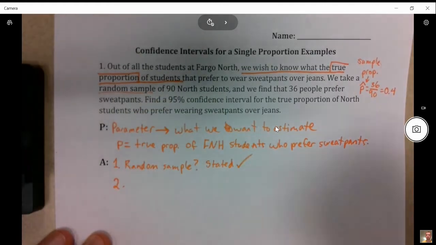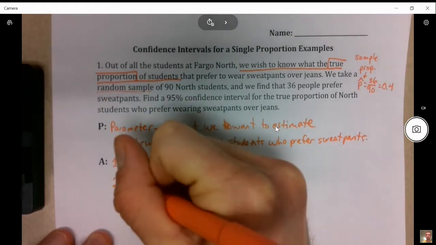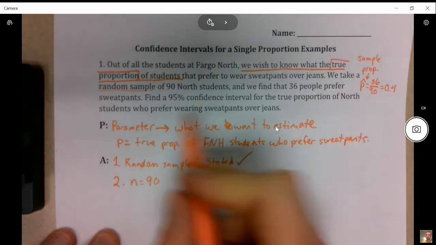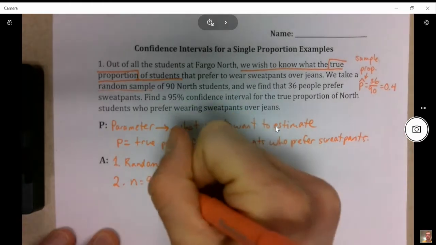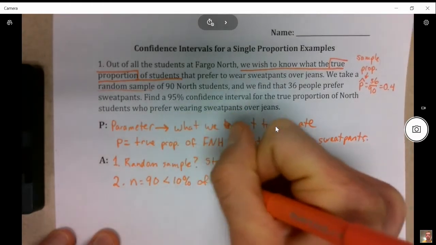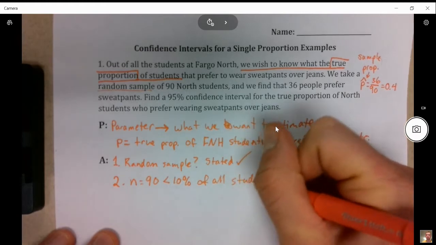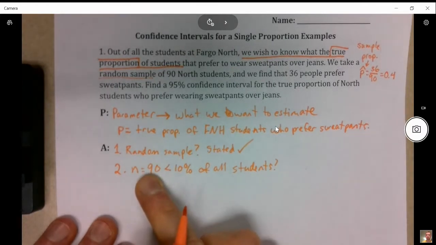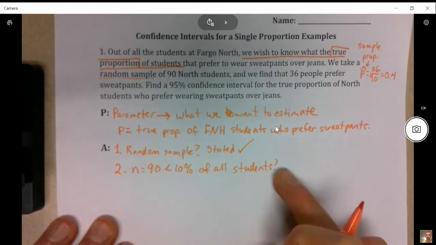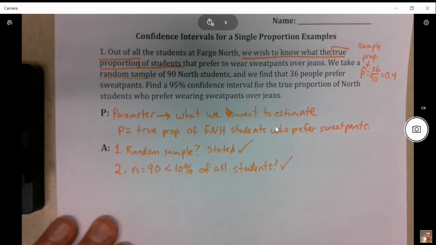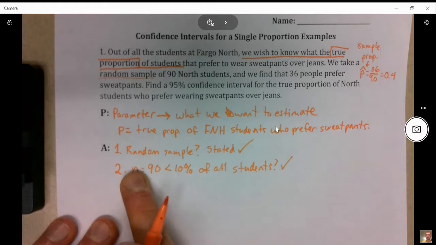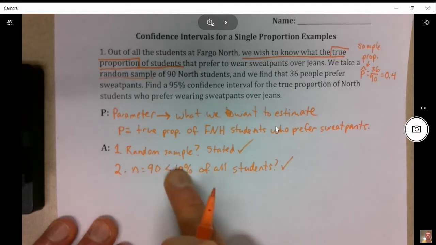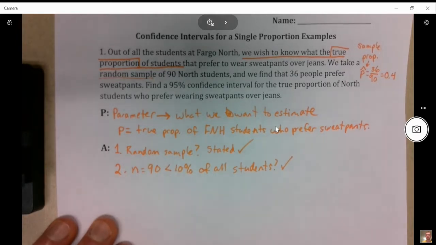The second condition is that if we consider our sample size, which is n, so n is just the size of our sample. In this case, we surveyed 90 people at North High, 90 people. We want to know, is that less than 10% of all students or our entire population? Well, because at North High we have more than 900 students, that 90 is less than 10% of all students, so that is good to go as well. So in this second condition, you are comparing your sample size, here it's 90, to your population size. And we want that sample size to be less than 10% of the entire population.